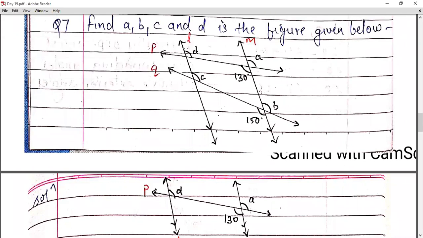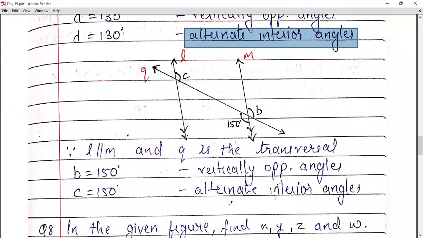Now coming back to the main diagram, in order to find angles B and C, I will take the transversal Q with parallel lines L and M. So this is a part of the given diagram. Lines L and M are parallel, whereas Q is the transversal. You can see angle B is equal to 150 degrees. They are vertically opposite angles. Now, angle C is equal to 150 degrees. They are alternate interior angles.